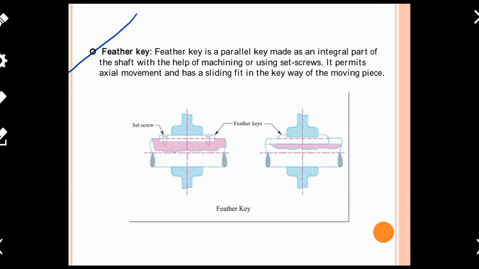One more thing about the feather key is that suppose you require to move or slide axially your rotating member, like a pulley or a gear or sprocket, from one end to the other end, this kind of key provides axial or sliding movement to those rotating members. So it is a special case and gives a special application.